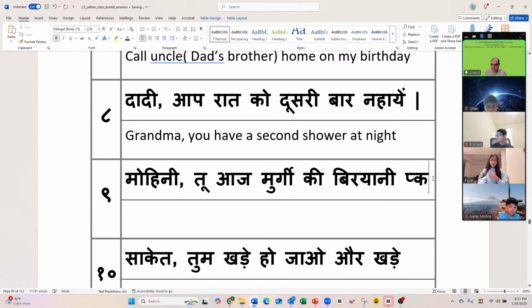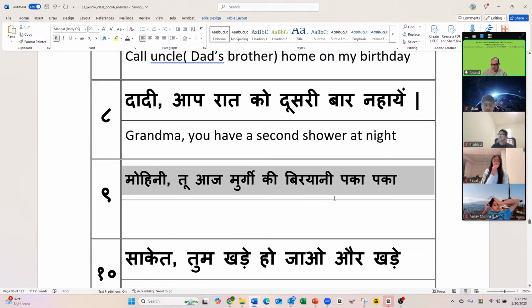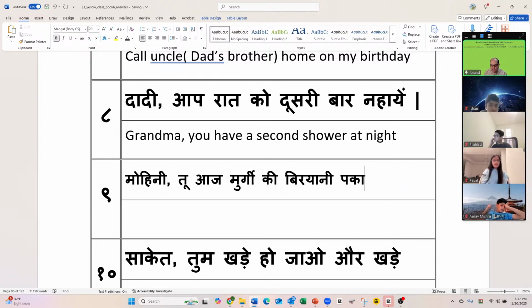Yeah, paka. So the word paka is not visible, right? Let me make it visible. I think the font was too big and it wouldn't fit into the line. Let's make it smaller. Okay, now we got paka two times. So Mohini, tu aaj murgi ki biryani paka.